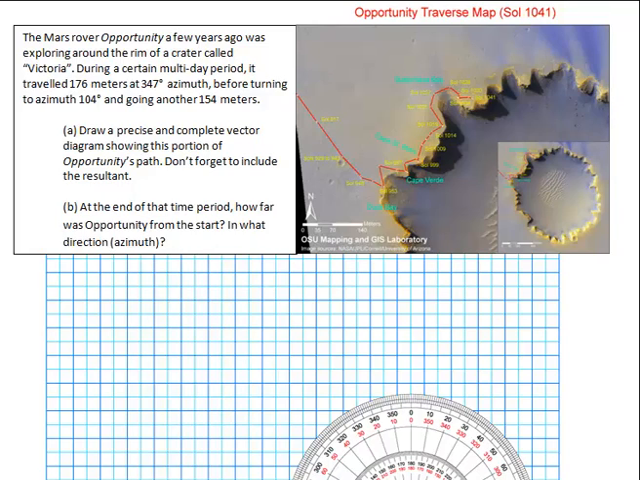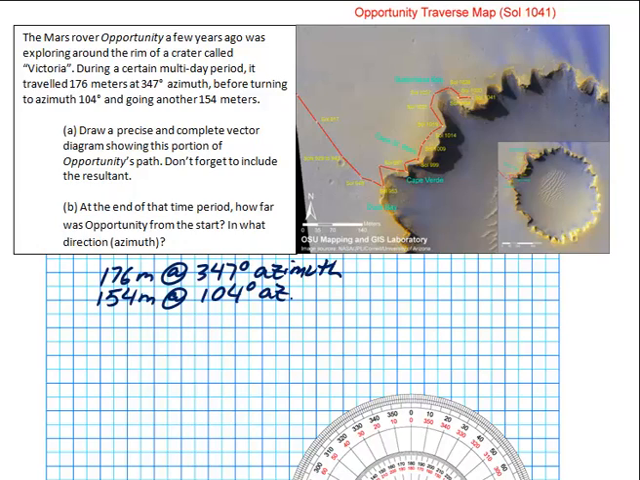The Mars rover Opportunity a few years ago was exploring around the rim of a crater called Victoria. During a certain multi-day period, it traveled 176 meters at 340 degrees azimuth before turning to azimuth 104 degrees and going another 154 meters. We're going to draw a vector diagram, including the resultant, and figure out how far Opportunity was from the starting point and in what direction.